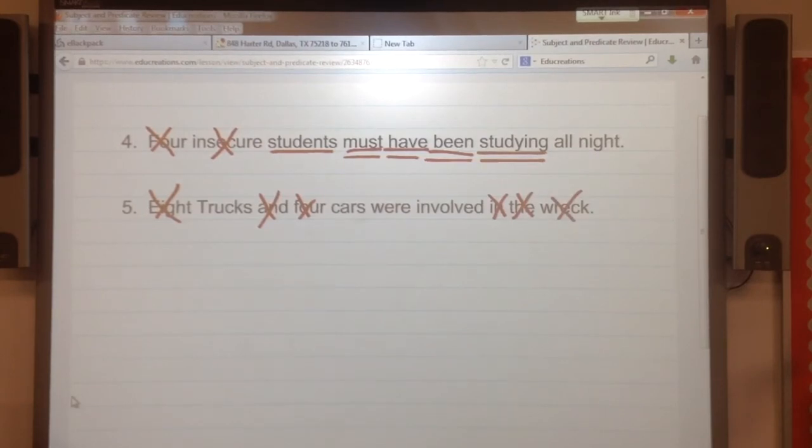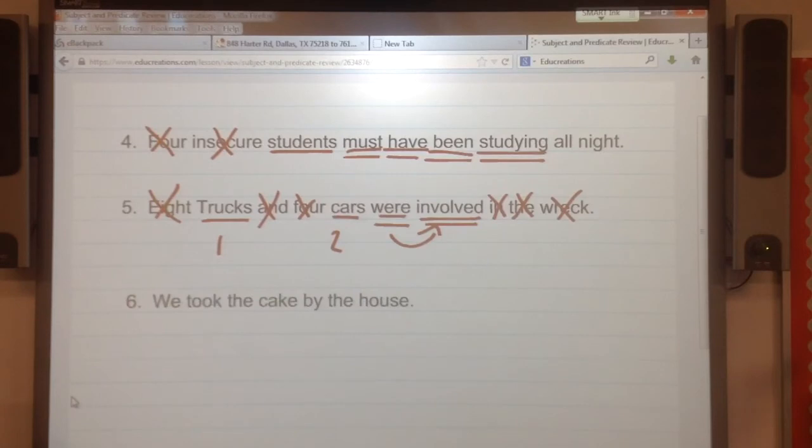In fact, now I can see that cars, and I know were is a helping verb because I memorized it. Involved, were involved. So were is helping the action word, verb, involved. But I look and I see also trucks. Trucks and cars were involved. Now I know for sure I have found the 2 subjects and the predicate, which includes a helping verb in this case, were involved. Here's your next sentence.